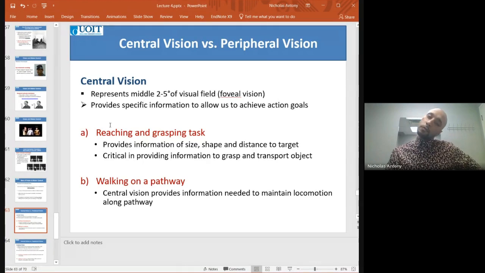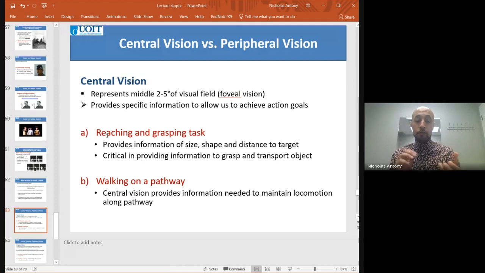And when we talk about what information is provided, our central vision is what we use to focus on different objects or sizes or distances in different motor skills. It also is what we're focusing in on our path.